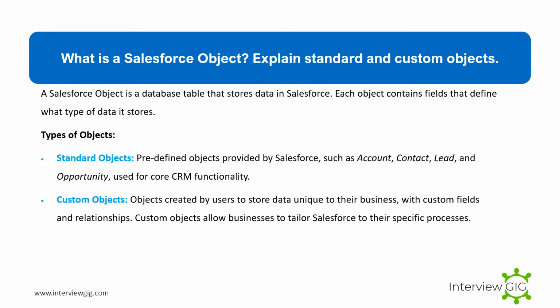Types of objects. Standard objects, predefined objects provided by Salesforce, such as account, contact, lead, and opportunity, used for core CRM functionality. Custom objects, objects created by users to store data unique to their business, with custom fields and relationships. Custom objects allow businesses to tailor Salesforce to their specific processes.